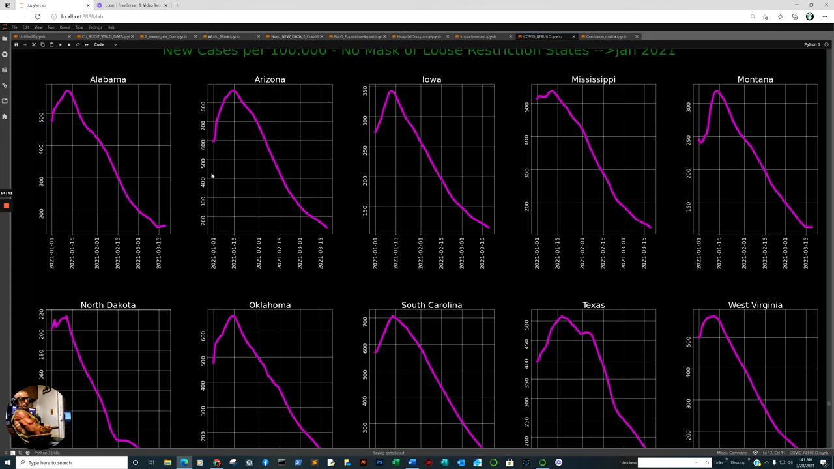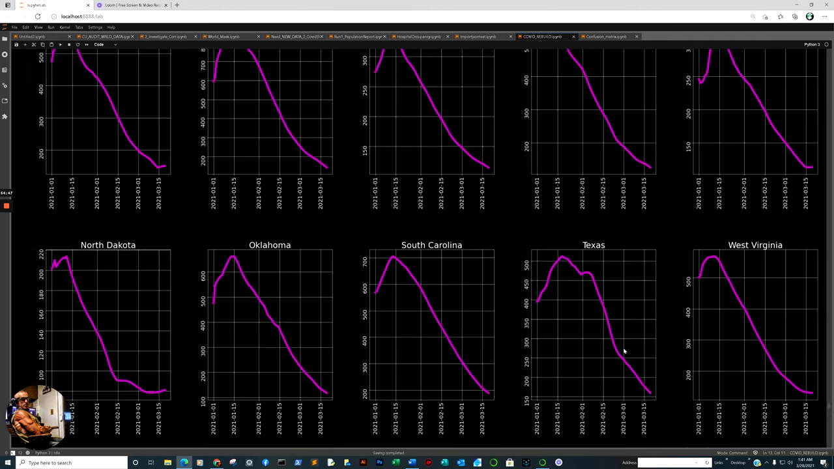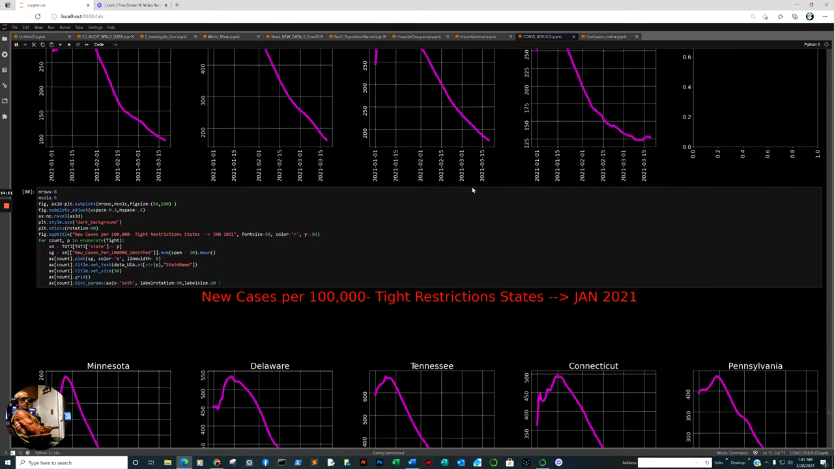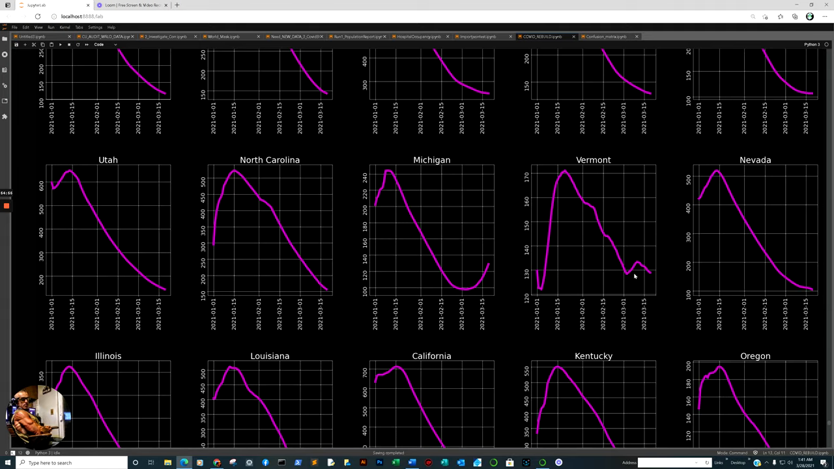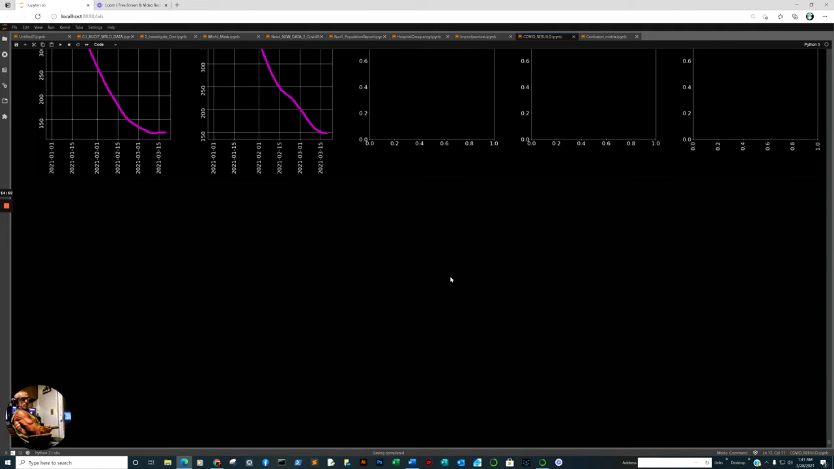All right, and here is that. And there's our cases. Nice drop, a little bit of a fall off in Alaska. These are the no mask or loose restriction states. And then our basic tight restriction states. Boom, boom, boom, boom, boom. It's a lot of rises in those tight restriction states. Again, correlation is not causative. All right, so real fast, let's wrap this up.